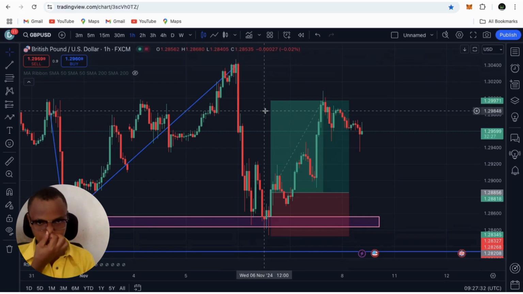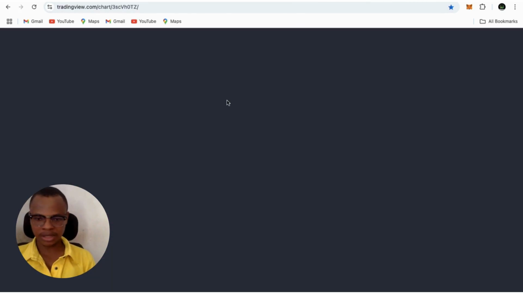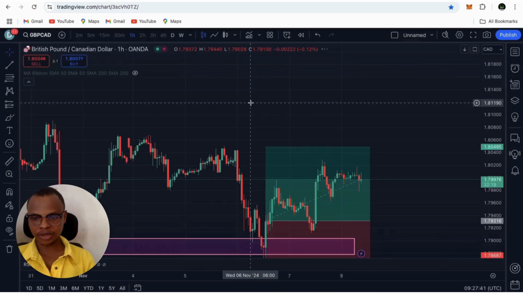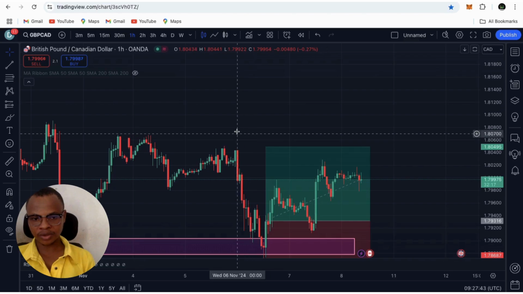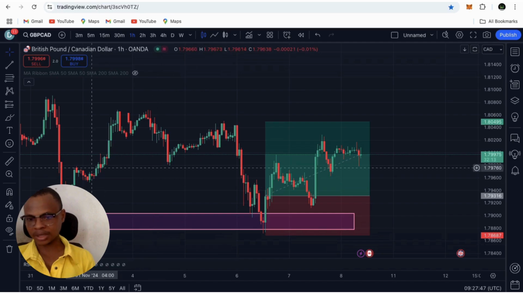Then the next trade I took again is Great Britain CAD. It's still the same strategy again. I think this trade has not actually closed. We are still on it. It has not closed now. See, the same strategy again.